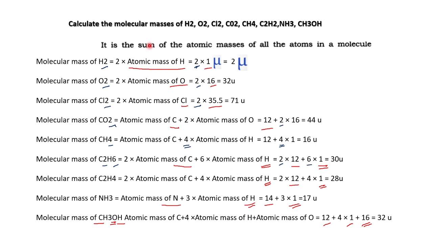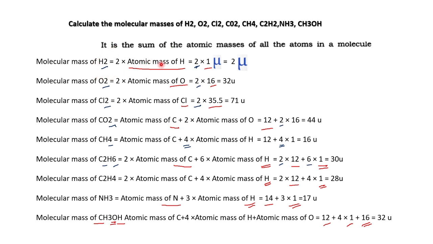Calculate the molecular masses of H2, O2, chlorine, carbon dioxide, methane, C2H2, ammonia and CH3OH. Here the sum of the atomic masses will be the molecular mass. Sum of the atomic masses, in the sense that the atomic mass of hydrogen will be 1.